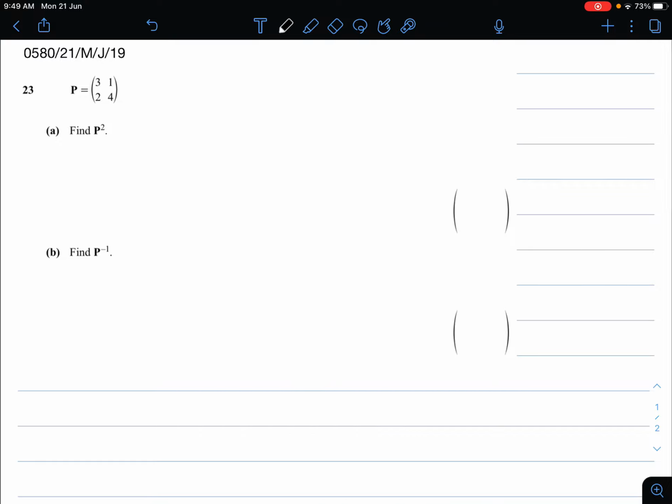Welcome to ANR Solver question 23. Find P squared. So how you do that is you have to multiply the matrix P with itself like this.